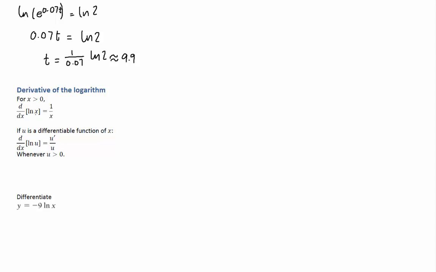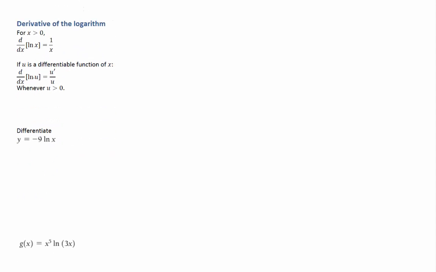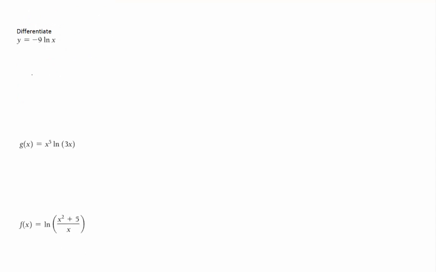So the derivative of the natural log of x is 1 over x. And if instead of x you have a function of x, in that case u, then the derivative of the natural log of u would be the derivative of u, or derivative of the inside if you want, over u, or over the inside. So let's solve a few examples.